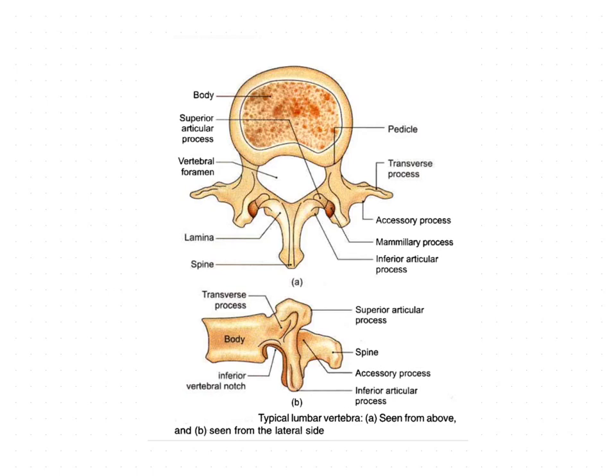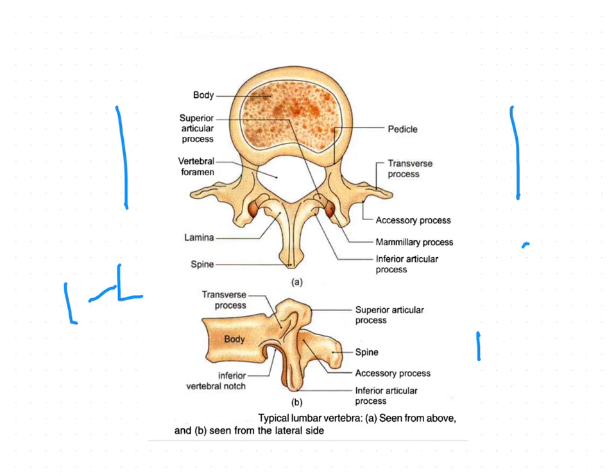Now coming to the lumbar vertebrae. So here is the lumbar vertebrae, in superior view and lateral view. There are 5 lumbar vertebrae present, of which 1 to 4 are typical lumbar vertebrae. This one is a typical lumbar vertebra. The 5th one is called the atypical lumbar vertebra.